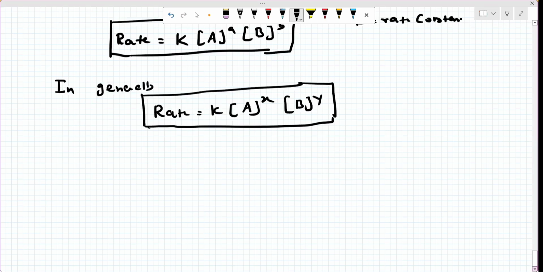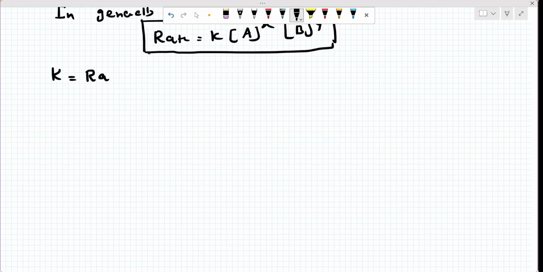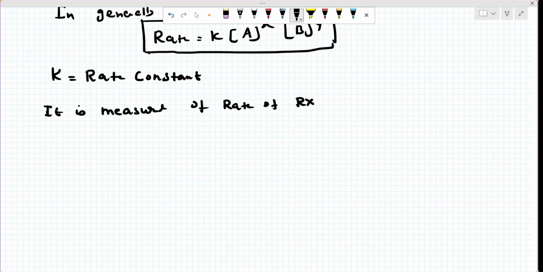What is K here? K is a rate constant. It is a measure of the rate of reaction. Please note, the higher the value of K, the faster the reaction.